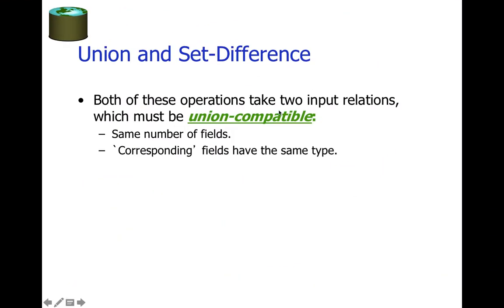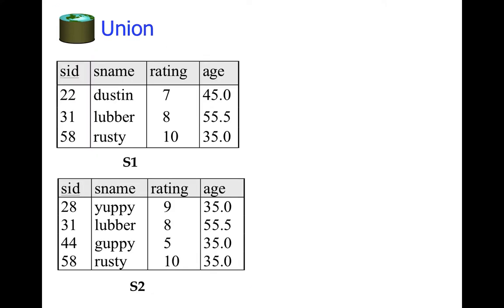All right, so union and set difference, two other relational operations. These also take two input relations, but these relations, these tables, have to be union compatible. What does that mean? To be able to union or difference two tables, they have to have the same number of fields, and the fields also have to be of the same type. So the two tables, like S1 and S2 in our example, have to be union compatible. That's why we had them in the example.